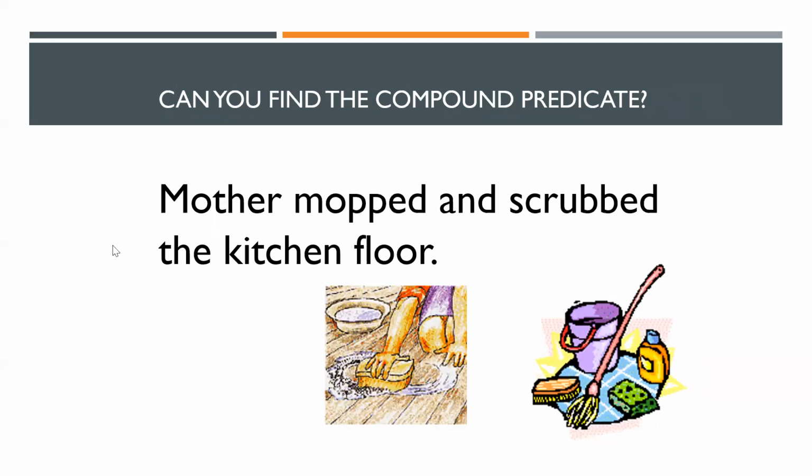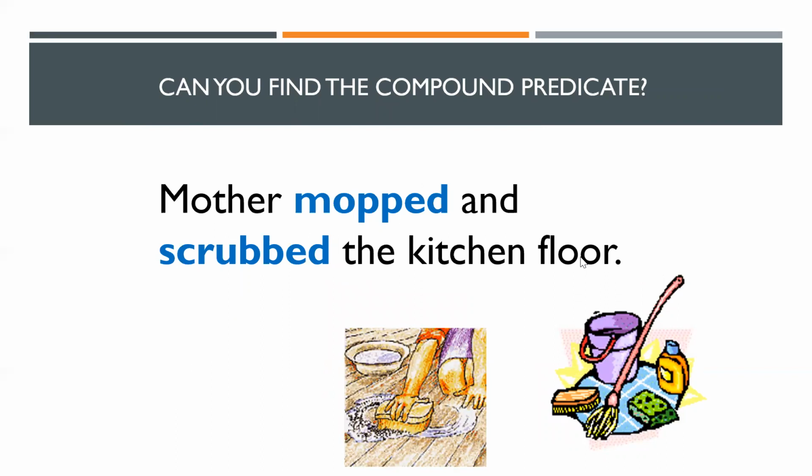You have: mother mopped and scrubbed the kitchen floor. So you have the subject, mother. And then the first thing that mothers do is mopped. And then the next one is scrub. And then the object is the kitchen floor. Mopped here is mengepel, lalu di sini menggosok. So you have the compound predicate. The first one is mopped, and then the second one is scrub. Because we have two words as the predicate, we have this one, the compound predicate. Get it?